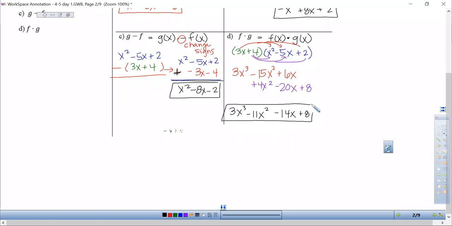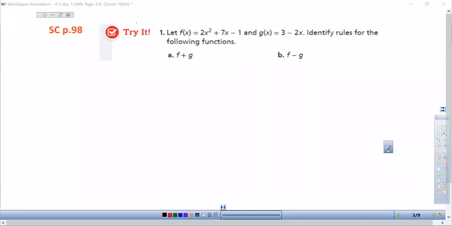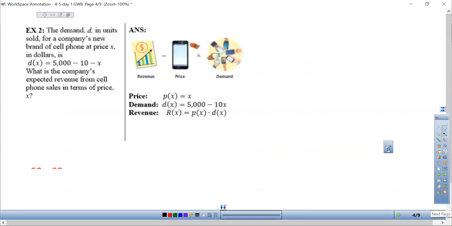Okay, so that's adding, subtracting, and multiplying. There's a try it on the student companion page 98 if we want to do that, where we're adding and subtracting. And then let's look at example 2.